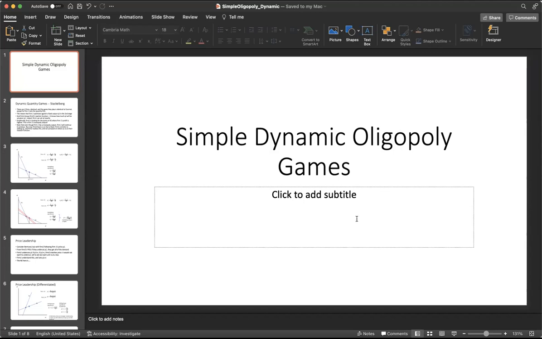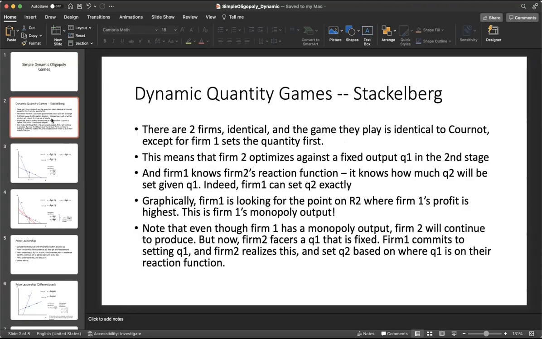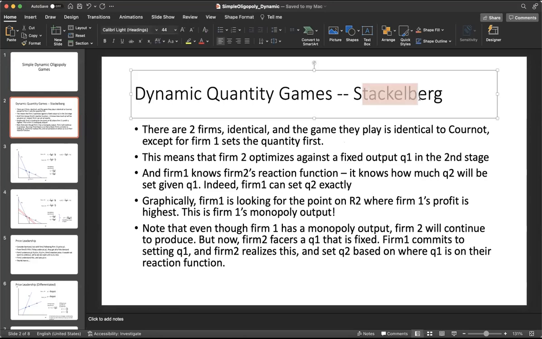Okay, and think about Cournot and Bertrand again. So we'll talk about what's called the Stackelberg model here. Named after the guy who invented it, I guess. It's basically a refinement or an extension of Cournot, in which case they just play Cournot, except that you've got two firms, in our case identical, just to make it easy. And firm one sets the quantity first.